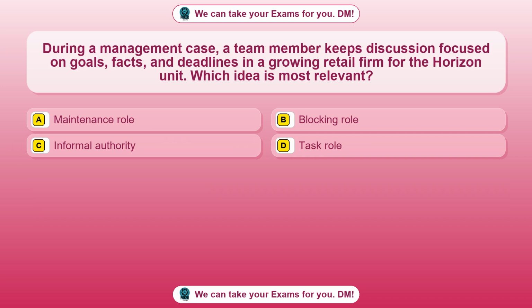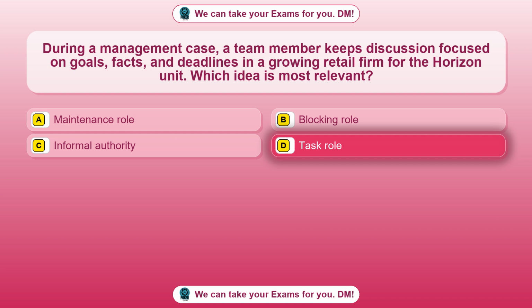Question 58. During a management case, a team member keeps discussion focused on goals, facts, and deadlines in a growing retail firm for the Horizon unit. Which idea is most relevant? Option A, maintenance role. Option B, blocking role. Option C, informal authority. Option D, task role. The correct answer is option D, task role.